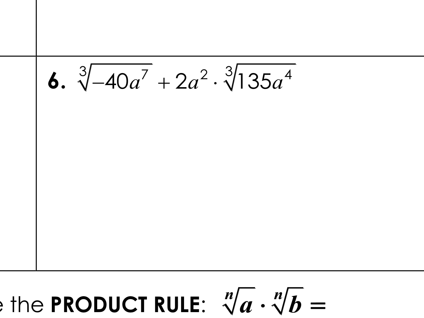You should pause the video and do number 6. Make sure you understand it.